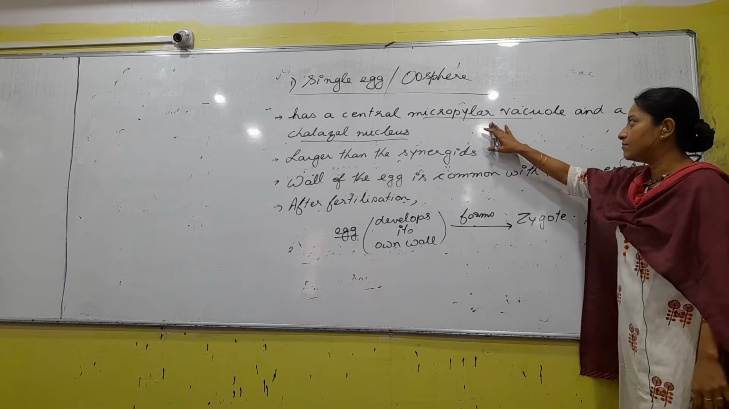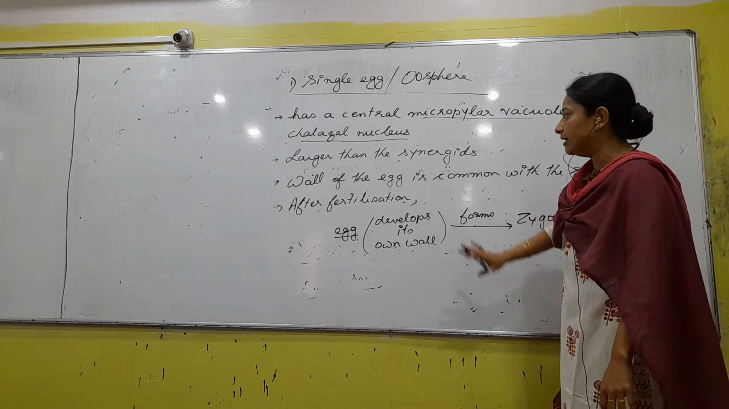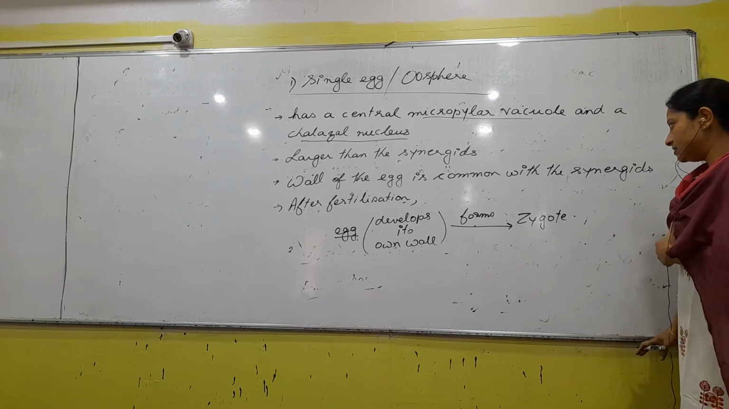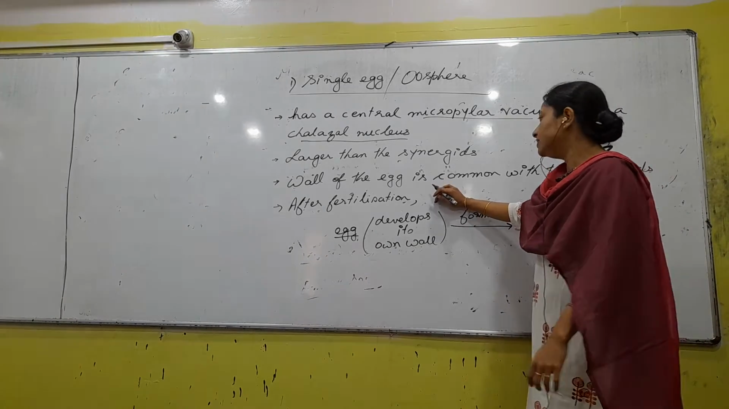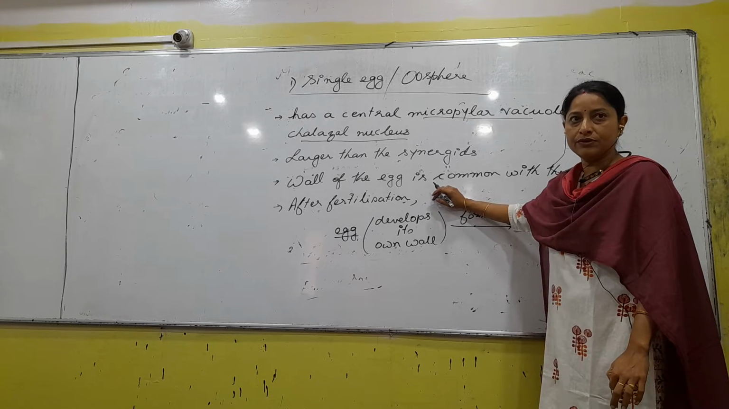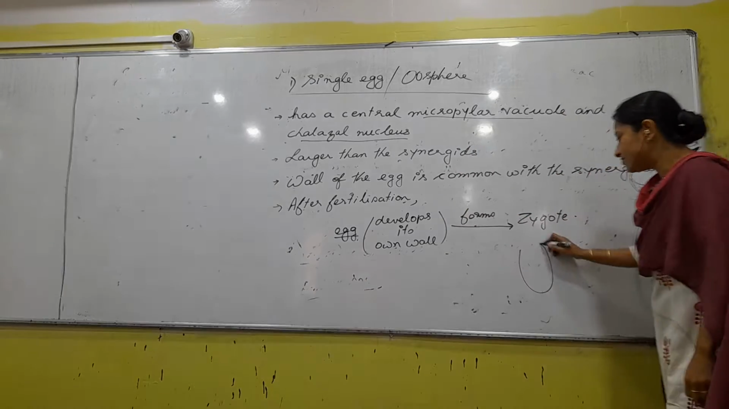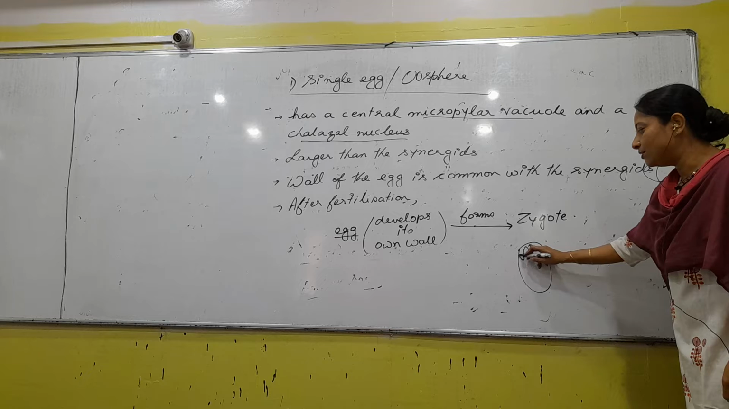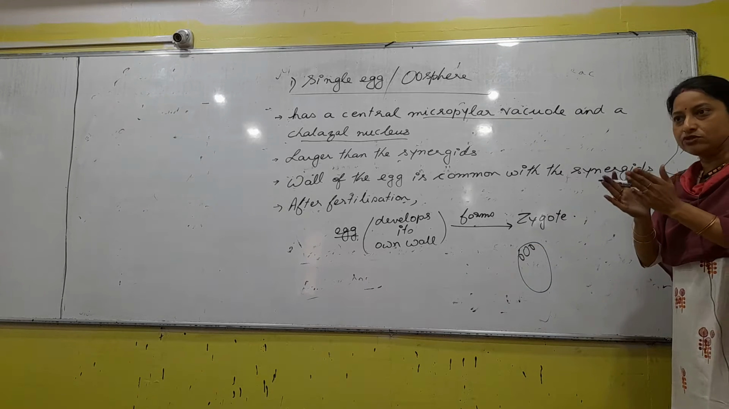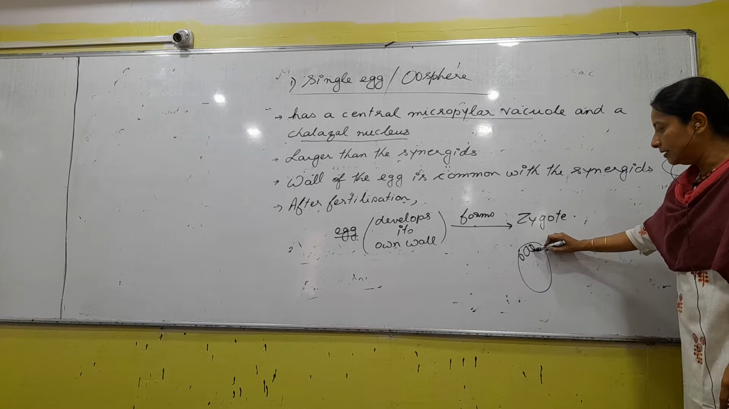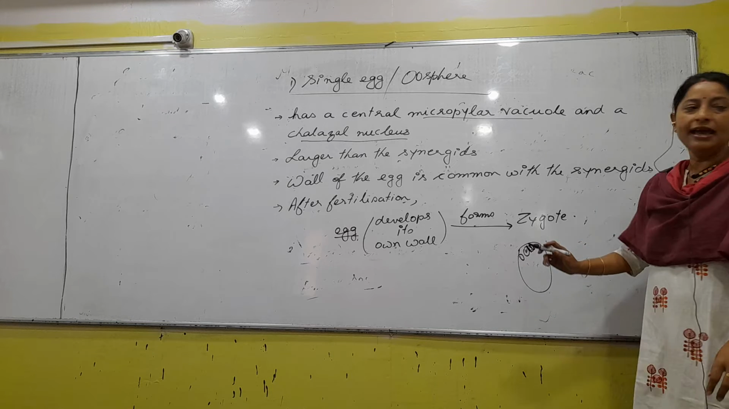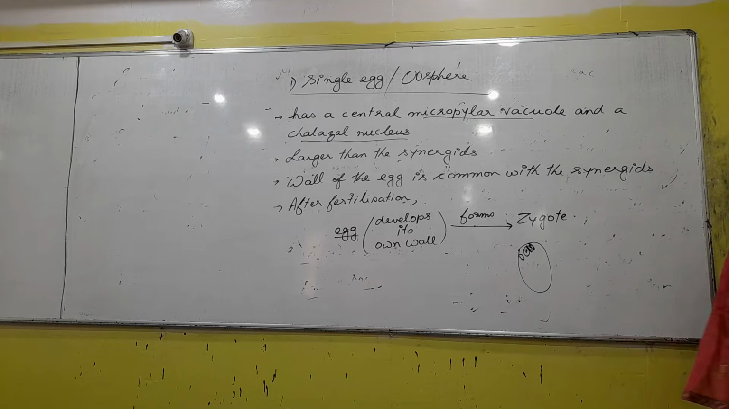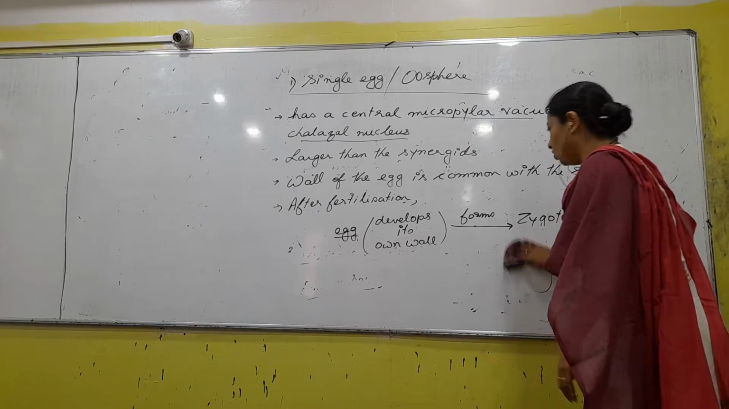In case of the egg, we have a micropylar vacuole and a chalazal nucleus. Next, the rest I think is understood. Wall of the egg is common with the synergid. I think we understand that point. They don't have respective separate structures or extra structures. It is all fused together, so they have a common wall. This is the synergid, this is the egg, this is the common wall, right? Only after fertilization does the egg develop its own wall.